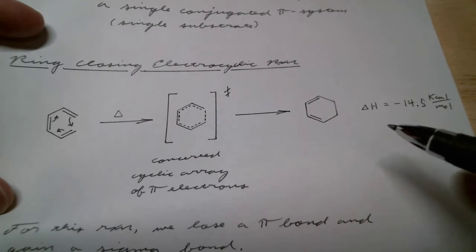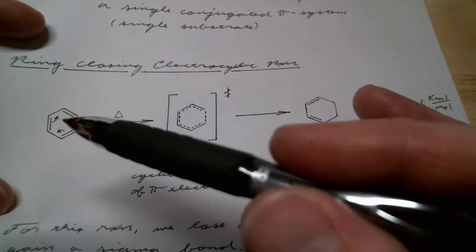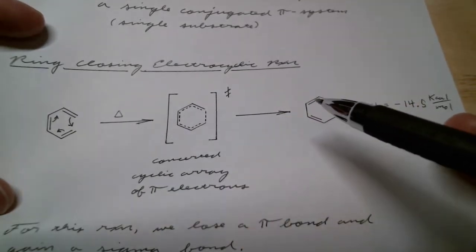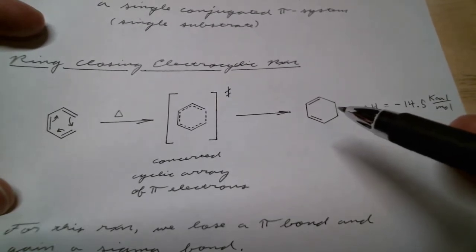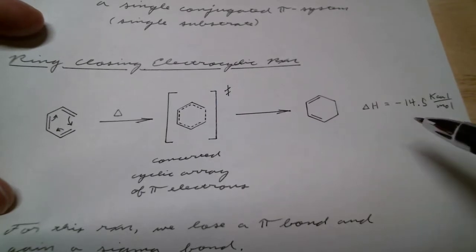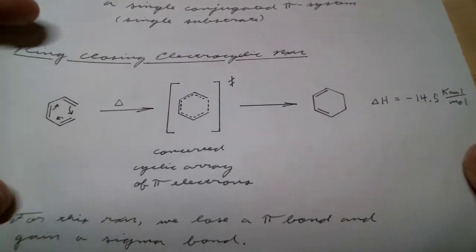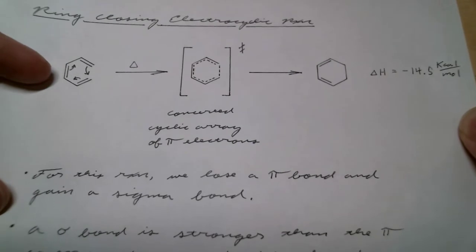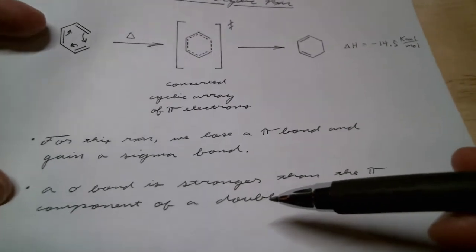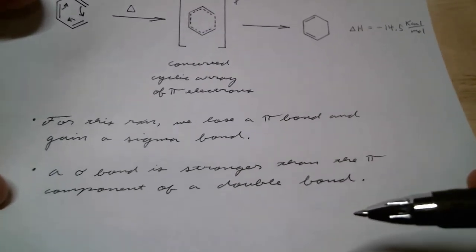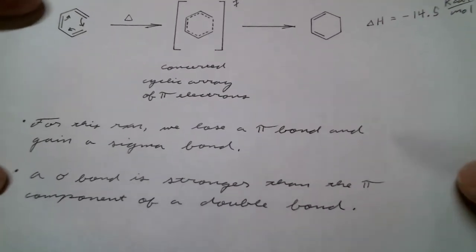That's interesting. What's the change in enthalpy for this reaction? Well, what have we done? We've gone from 3 pi bonds to 2 pi bonds plus a single bond. So we broke a double bond and we added a single bond. Well, that's actually enthalpically favorable, right? We release energy. So that's good. Most reactions are enthalpically driven. For this reaction, we lose a pi bond, gain a sigma bond that is a single bond. A sigma bond is stronger than the pi component of a double bond, which is why our reaction is exothermic.